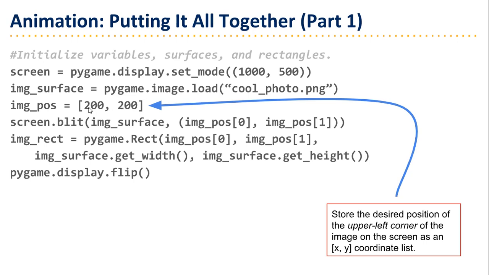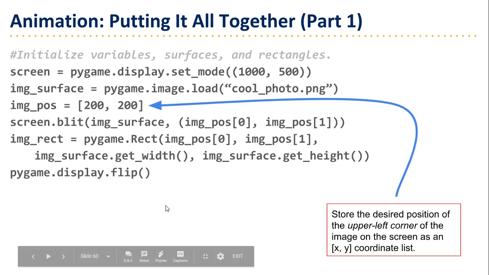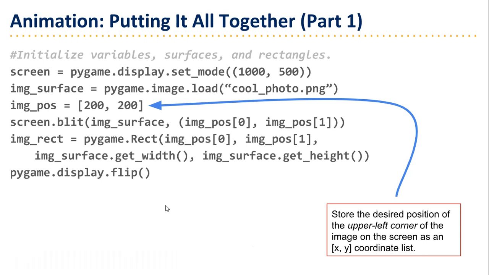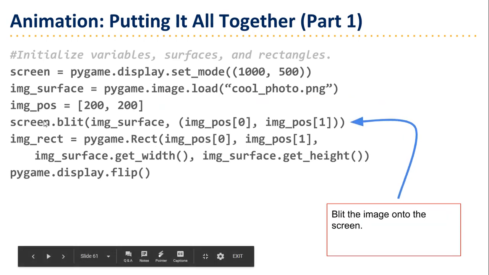And now is when it'll become clear why I put these numbers in a list. When I did that in the earlier video, you were probably like, why are you doing that? But I think it'll become clear now. So I put it in a list, and then I'm going to blit it onto the screen.